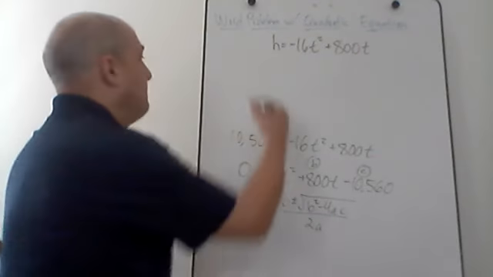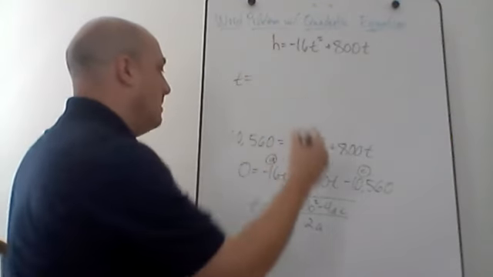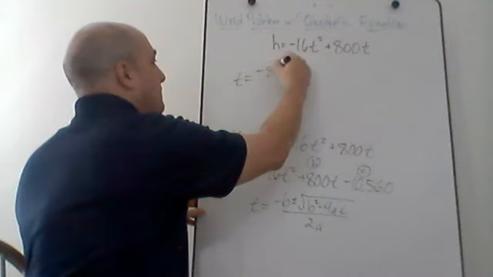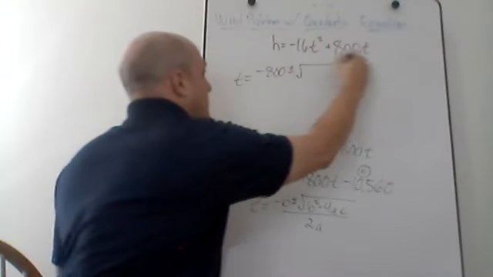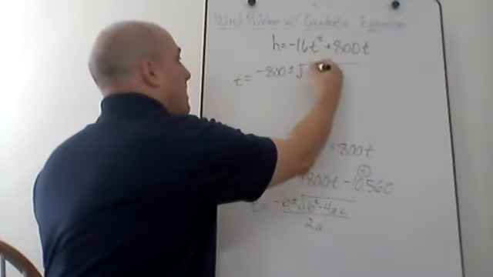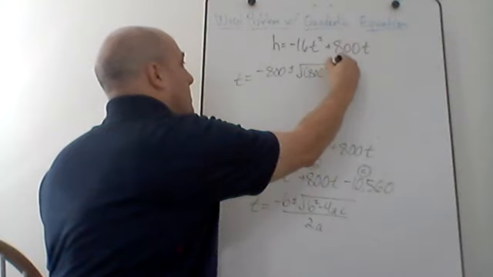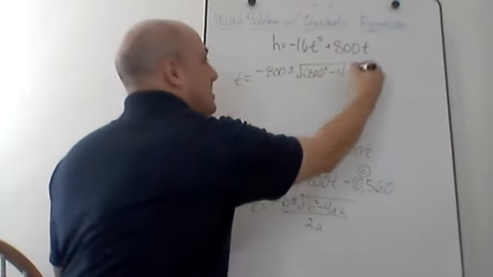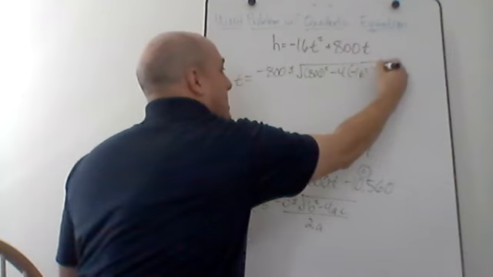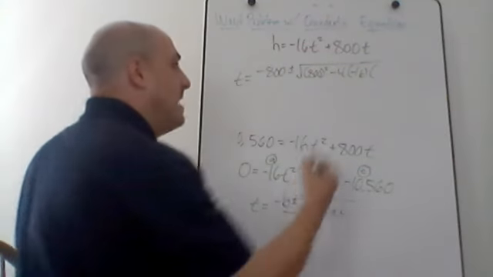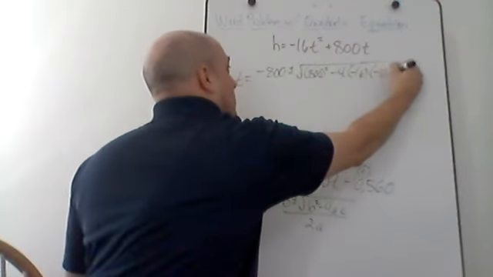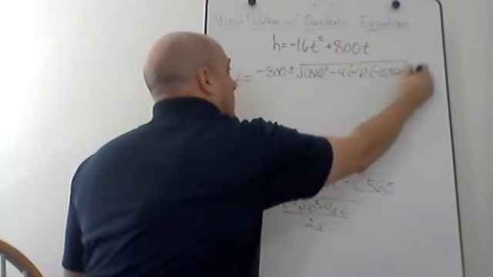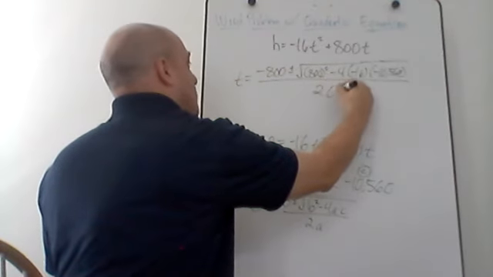So my variable t is going to equal negative b, so negative 800, plus or minus the square root of b squared, so 800 squared, and this is definitely one where I'm going to use a calculator to figure it out, minus 4 times a, which is negative 16, times c, which is negative 10,560. Yikes. All of that over 2 times a.